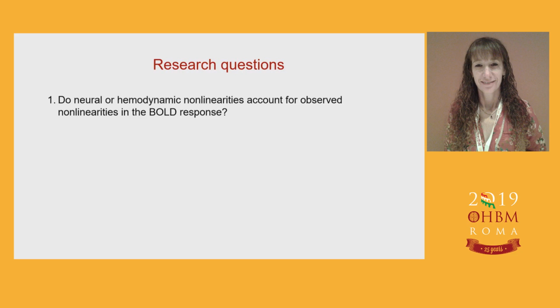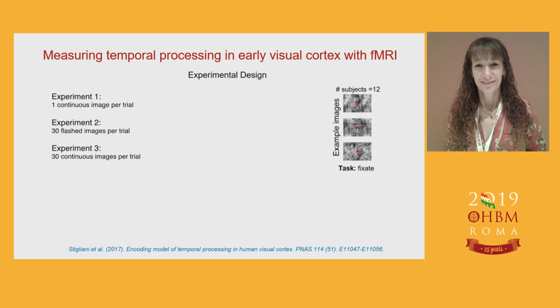To do so, we designed an experiment that was predicted to induce substantial nonlinearities. Subjects participated in 3 different experiments. In all the experiments, they saw phase-scrambled images, and they did a central fixation task. In the first experiment, in each trial, we showed subjects a single image for the entire duration of the trial, and trials varied in duration from 2 to 30 seconds.